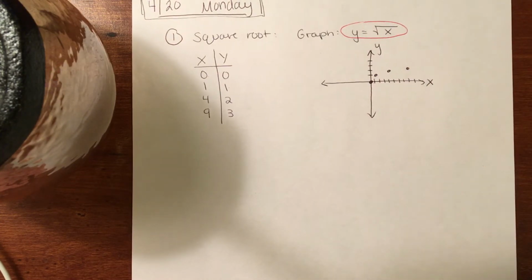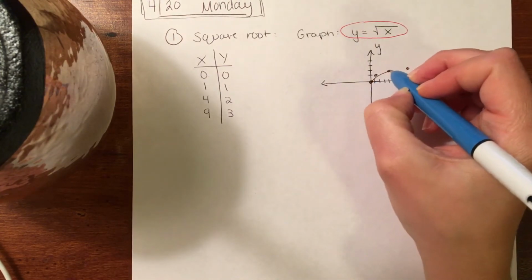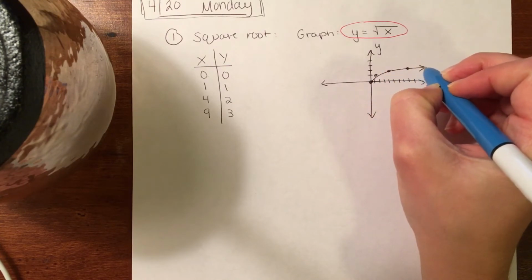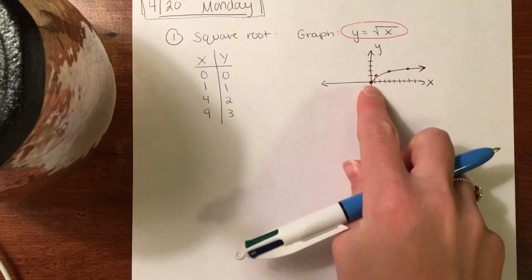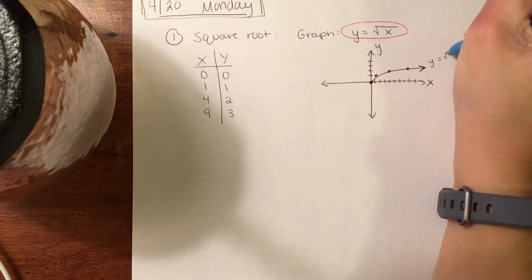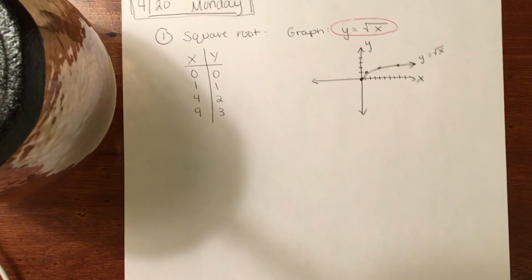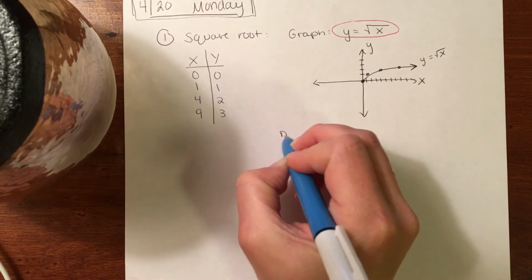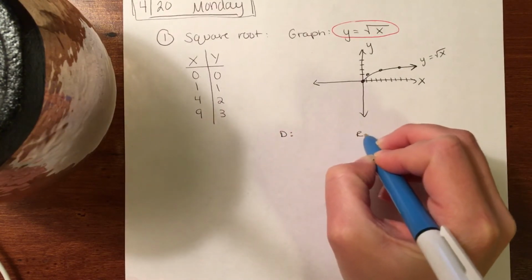And then when you go ahead and connect the dots, you always go with an arrow in that one direction because those numbers keep going, and we don't put an arrow that way, so only an arrow going this way, okay? And that's y equals the square root of x. Okay, let's talk about the domain and the range really quick.